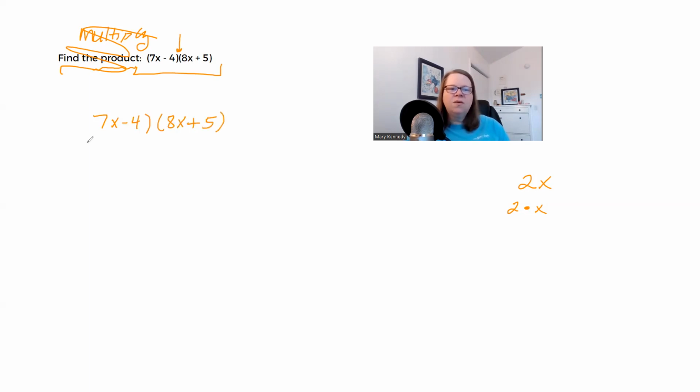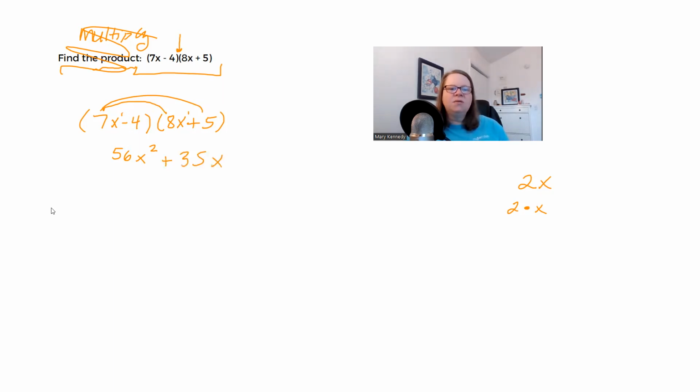And so one method for doing that multiplication is just to distribute, like just think about it at first as just 7x times these two things, right? Now, I'm going to erase that because we are going to come back and distribute the -4, but we'll start with 7x times 8x. So we get 56. X times x is x squared. Think of it as adding the exponents. There's an understood 1 for both of those. So 1 plus 1 is 2. 7x times 5 is 35x.